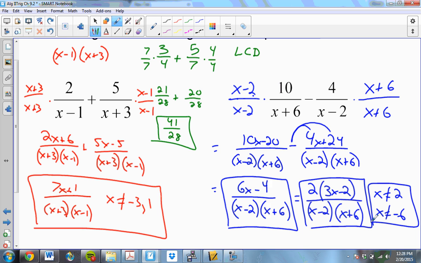It doesn't matter about the top. I don't care if the top ever equals 0. That doesn't change anything. I just worry about the bottom equaling 0 because I'm not allowed to divide by 0.